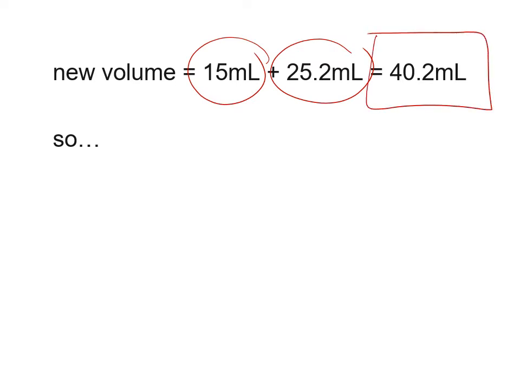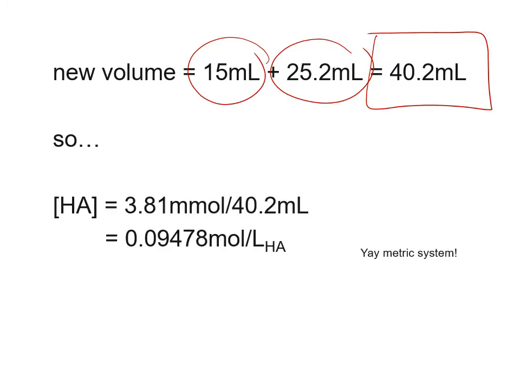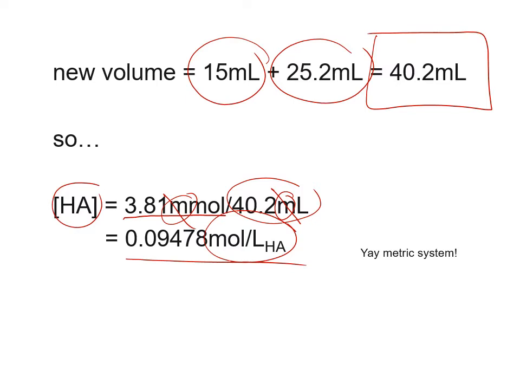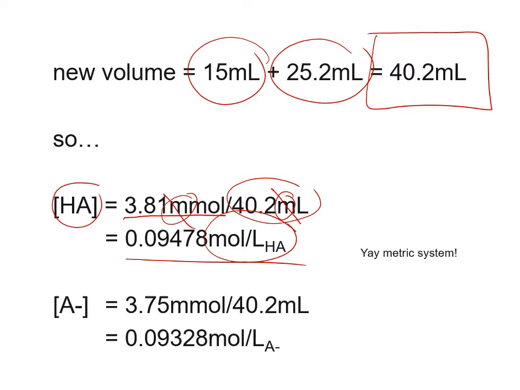We have the amount in moles, we now have the volume, so we can use that to do our concentrations. The acid that was left over, 3.81 millimoles, divided by the volume. If this is in millimoles and that is in milliliters, the milli cancels out, and we are in moles per liter. Let the metric system do its work for you. So our concentration of our weak acid is 0.09478 moles per liter.